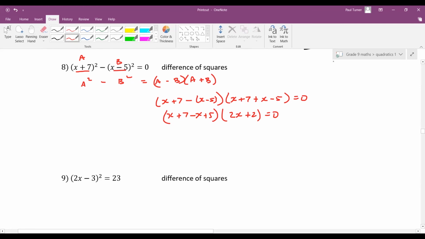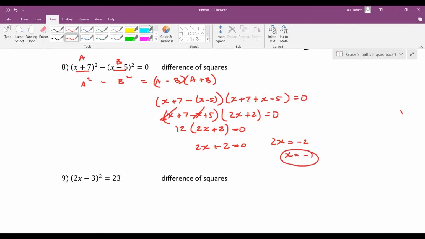So in this first factor, your x will cancel. So 7 plus 5 is 12. 2x plus 2 equals 0 here. The 12 gives no factor. So you've got 2x plus 2 equals 0. 2x equals minus 2. So x is minus 1. Minus 1 for that one there. Okay, so that's one way you can do it. You can expand this fully, but it takes a long time, and you'll end up with this anyway.